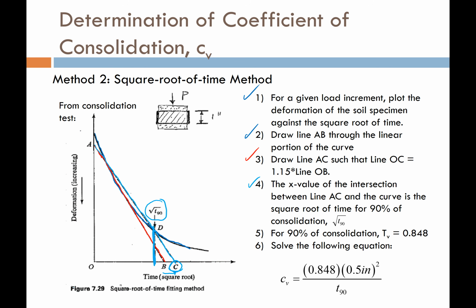So then now we're going to use again the T sub V relationship, and for 90% average degree of consolidation, T sub V is equal to 0.848, and we're going to back calculate and solve for C sub V. Again, there's the 1/2 inch, that's the HDR for our soil in the consolidation test, and T90 we're going to compute from this value that we circled over here. So you're going to want to be proficient with both of these two methods to compute C sub V values.